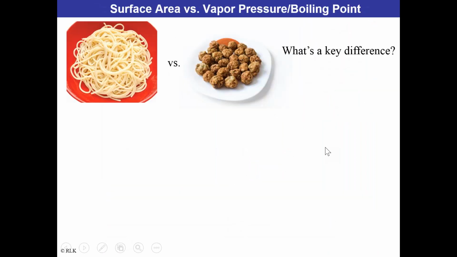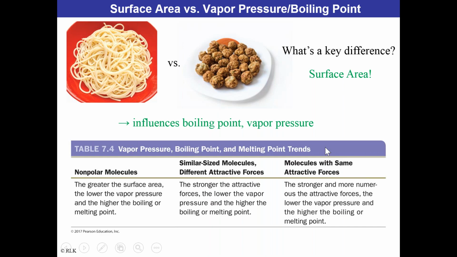All right, so your book also talks about, hey, what's the difference between the spaghetti and the meatball? Really, it comes down to surface areas, right? And the surface areas will then typically influence the boiling point and vapor pressure. So just like how spaghetti and meatballs is one way to visualize this on a macro scale, microscopically, at the intermolecular force level, this is also true, okay?